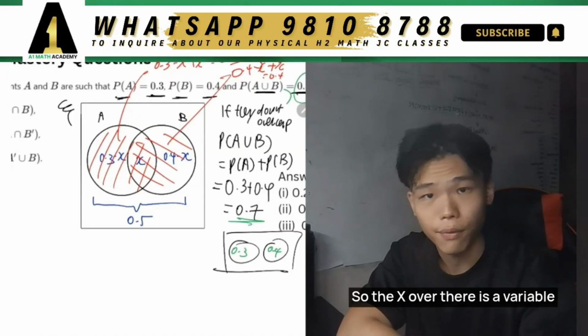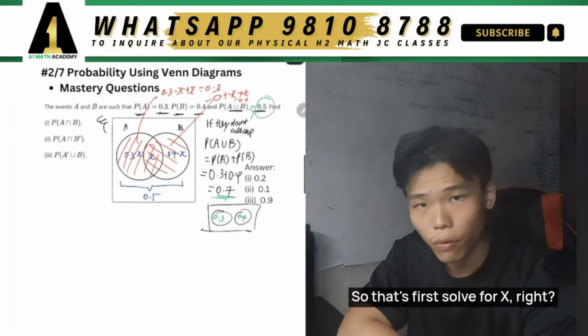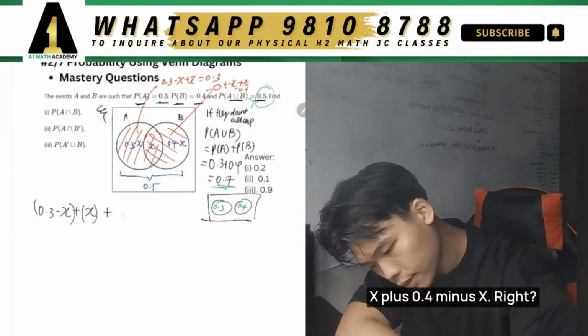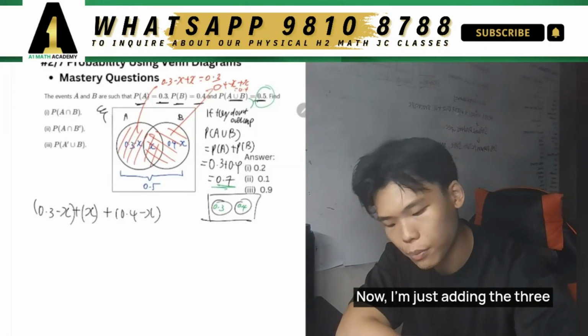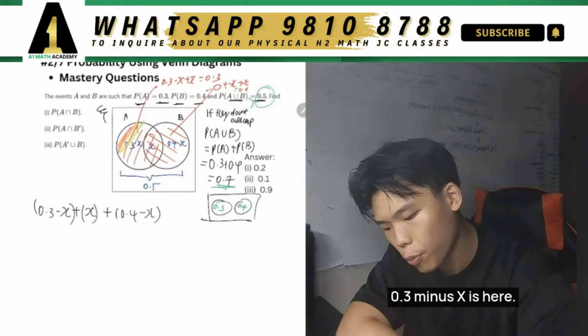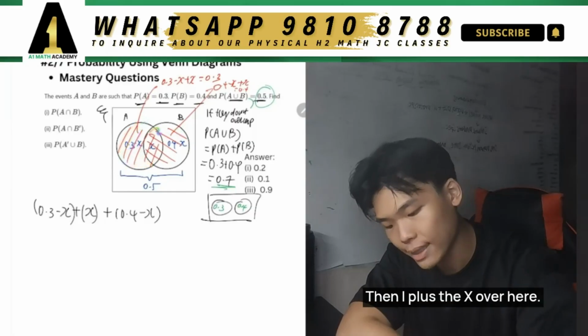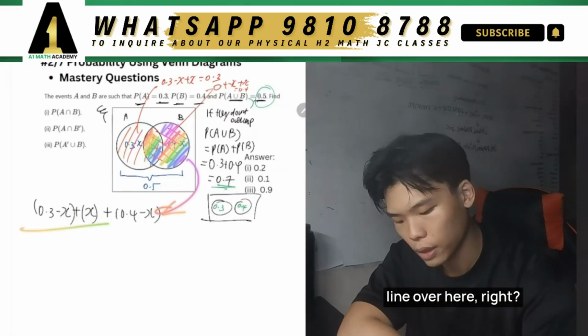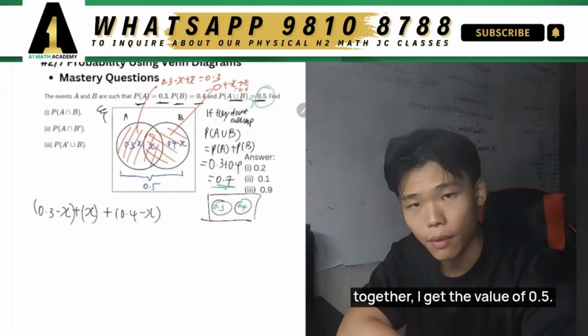So the x over there is a variable that we need to solve for. So let's solve for x, right? If I have 0.3 minus x plus x plus 0.4 minus x, right? Now I'm just adding the 3 different regions. 0.3 minus x is here, then I plus x over here, then I plus 0.4 minus x over here. It gives me this whole line over here, right? And when I add all of them together, I get a value of 0.5.